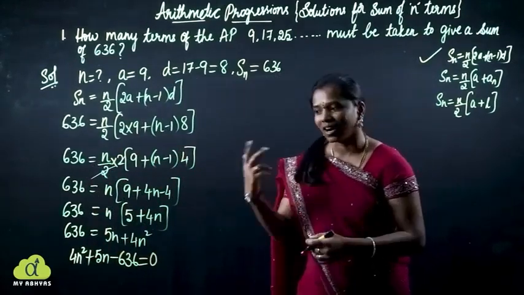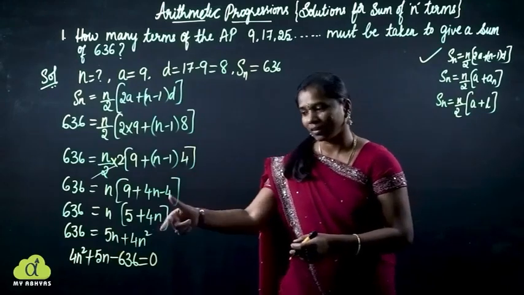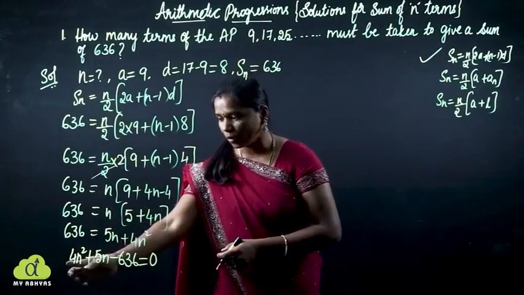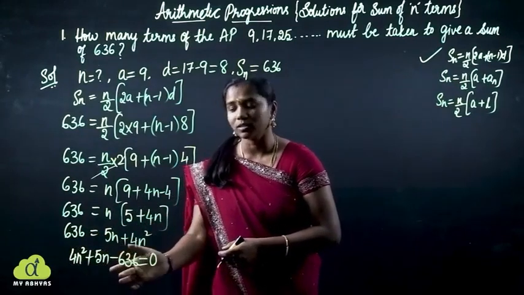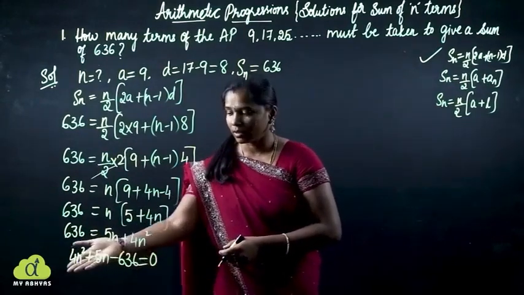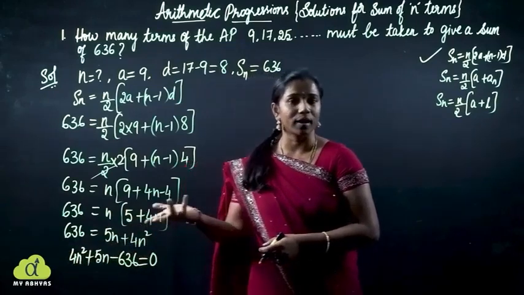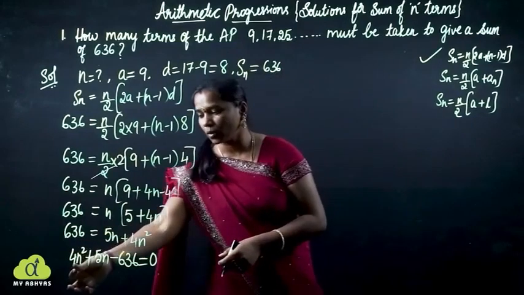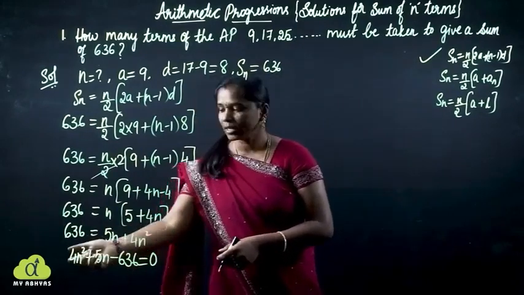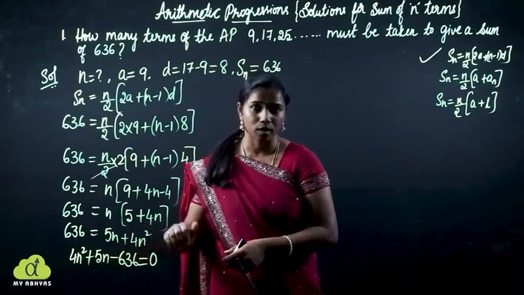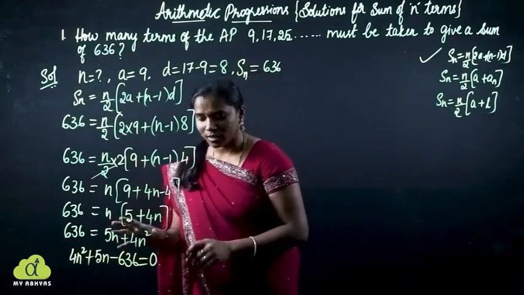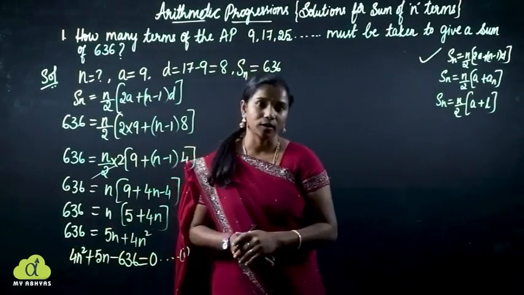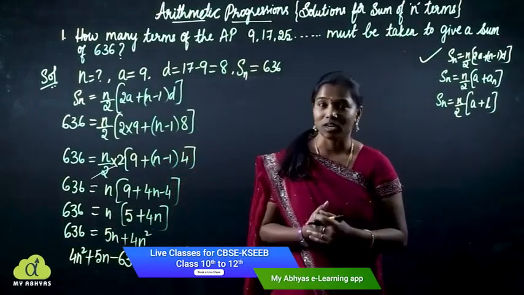Now we are thinking how to simplify this. Can we do further simplification of this equation? Check it. Here we have 4n square, here 5n, and here 636. Do we get any common factors here to divide and make this equation simpler? No, right? Here it is 4 and here it is 5, one is even and one is odd, which cannot be simplified. So this is the equation which we are supposed to solve, and then find the value of n. So shall we go ahead?